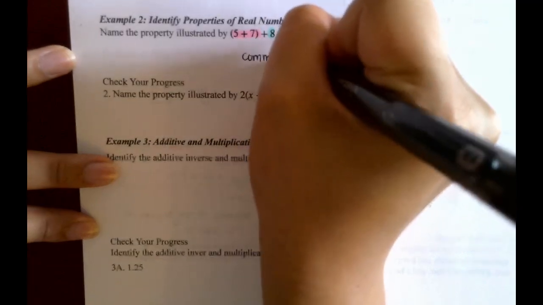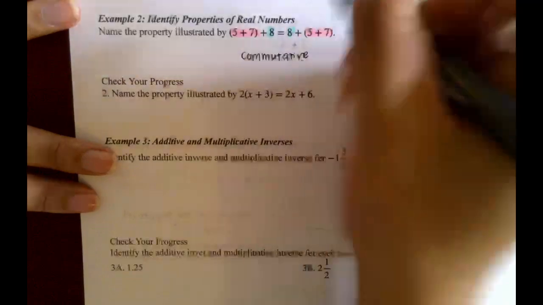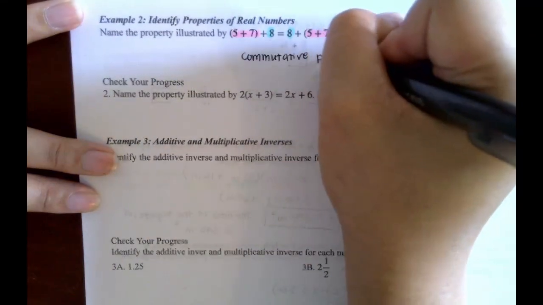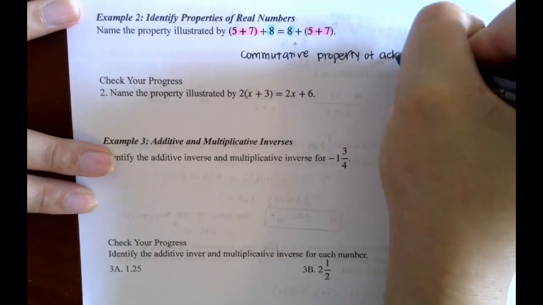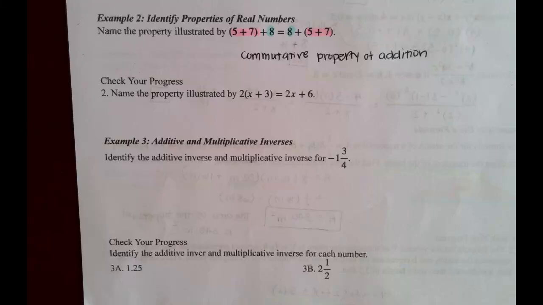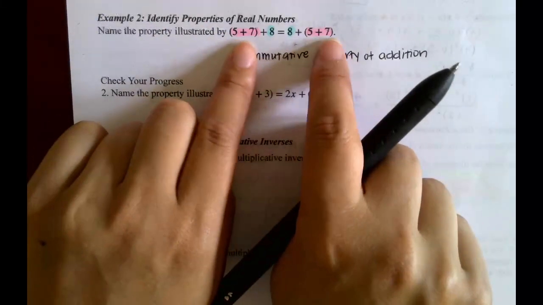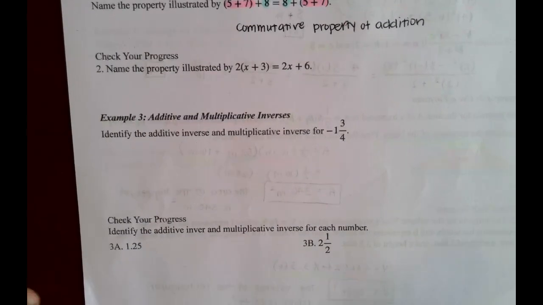Because to commute somewhere is to move. To commute to work, commute to school. Commutative property, and then here, since it's addition, this is the commutative property of addition. Just because there's grouping does not mean it's association, because note the grouping never changed. It was always 5 plus 7 in that grouping. Here you're going to do your check your progress 2, and then enter your answer and type it in.